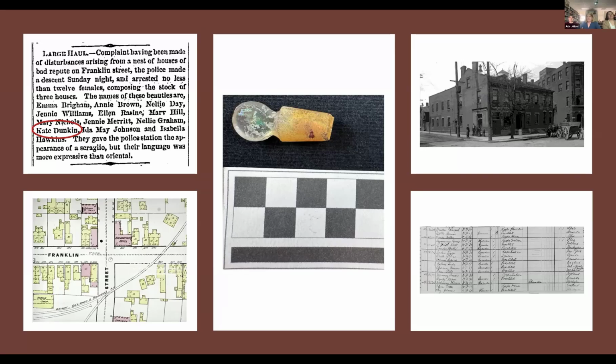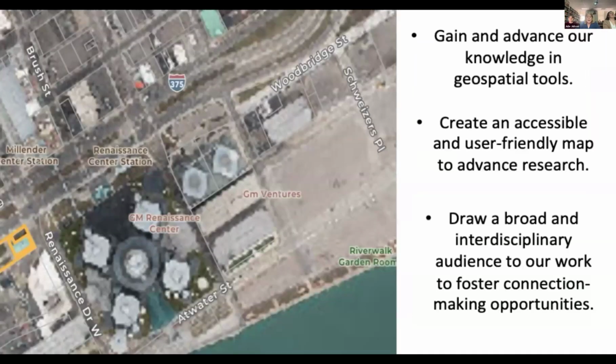Sarah, next slide. Our goal is to gain and advance the knowledge in geospatial tools related to deep mapping, centered on creating accessible and user-friendly community and public-facing mapping research designs. How do we draw a broad and interdisciplinary audience to our work? And in what ways can deep mapping draw in researchers, community members, Detroiters, etc., to our research? How can we connect virtually to others in a mutually beneficial way?